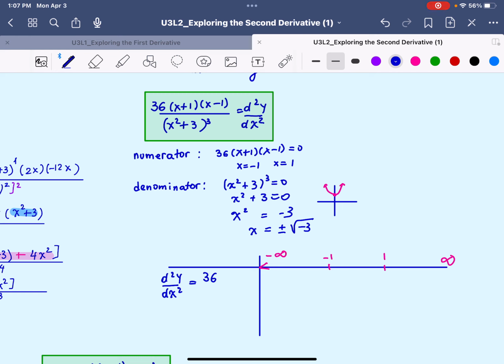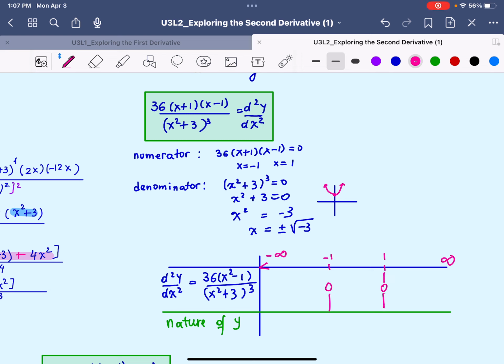I will write the derivative, the entire thing here, and then (x squared plus 3) to the power of 3. And down here, we'll write the nature of the graph of the function. Nature of y. So the derivative will have zeros at 1 and -1. And let's take a look at the sign of it.